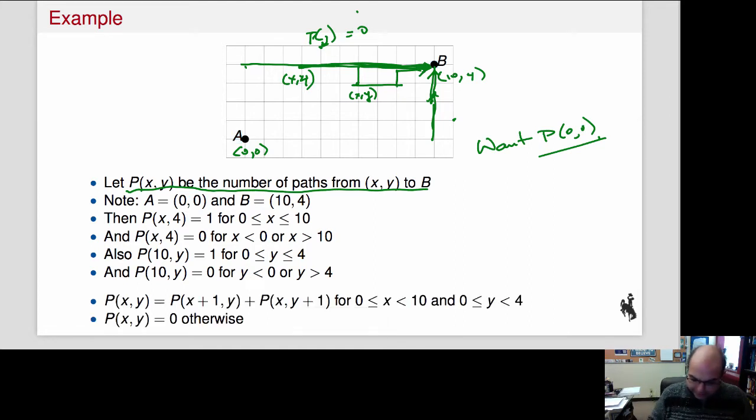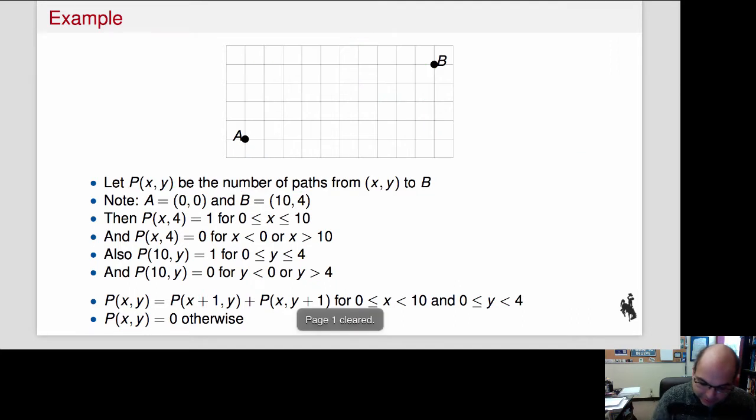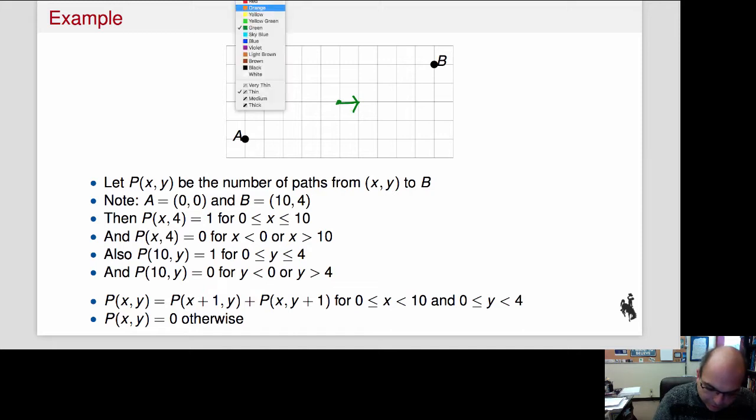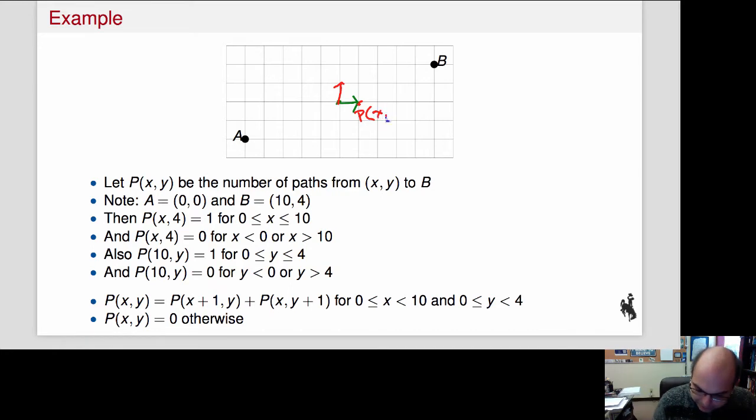What I have is that for any other point, and let me go ahead and erase this so that I can make this case. For any other point, let's say that I'm here, okay? Then I can make one of two choices. I can either go east, okay, right? Or I can go north, okay? And once I'm here, right, then I figure out, well, how many ways can I get to B? Well, I'm staying with the same y coordinate, but x is 1 more. So that's my answer. That's how many ways I can get to B if I start by going east. And over here is going to be x, y plus 1, right? That's how many ways I can get to B if I go north first, right?